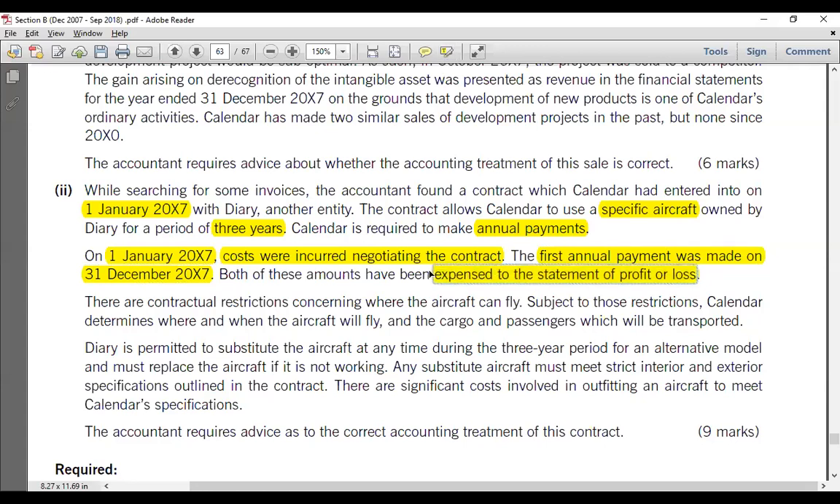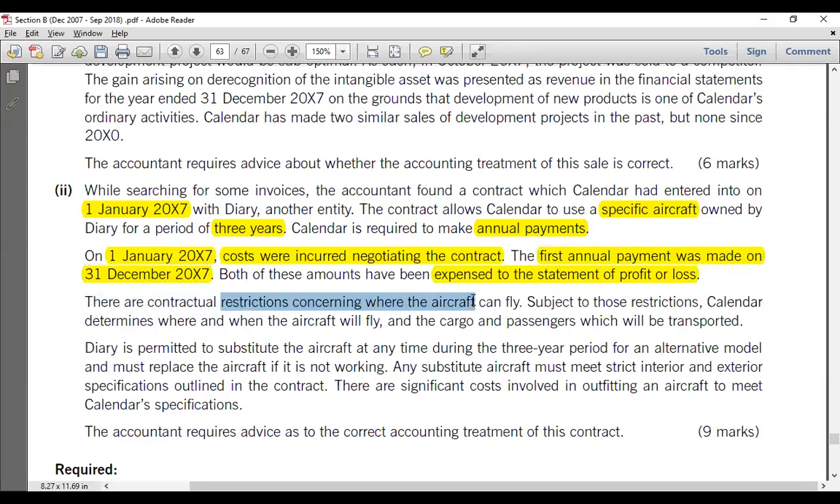So that's incorrect. When we have taken the asset on lease, we should ideally be capitalizing this cost, and in the annual payment we should be calculating the finance cost and the principal repayment.